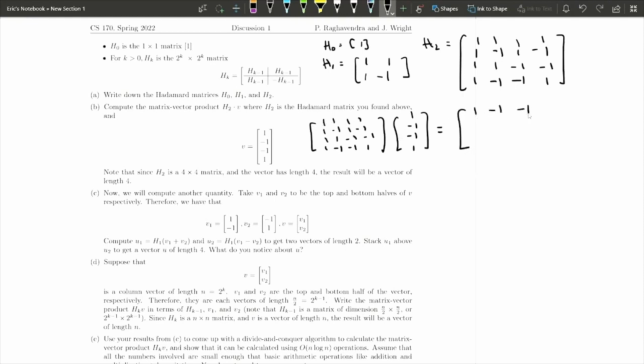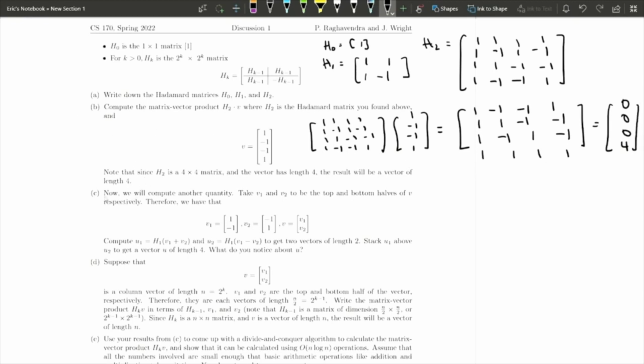1, minus 1, minus 1, 1, minus 1, 1, minus 1, and then 1, 1, 1, 1. Awesome. And this equals 0, 0, 0, 4. That was 3b.